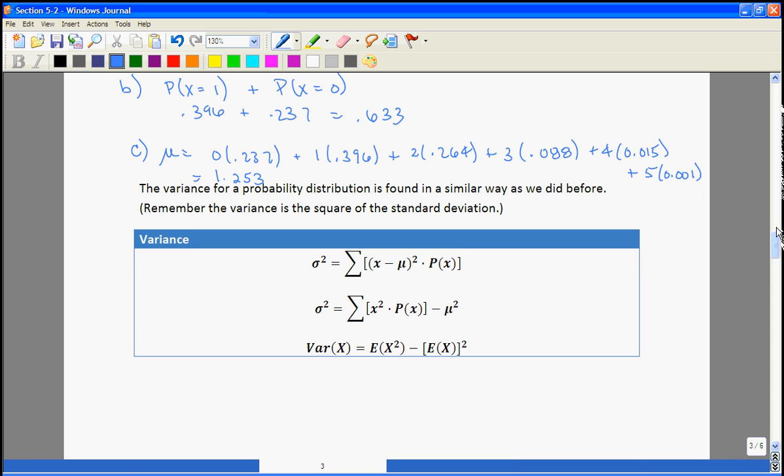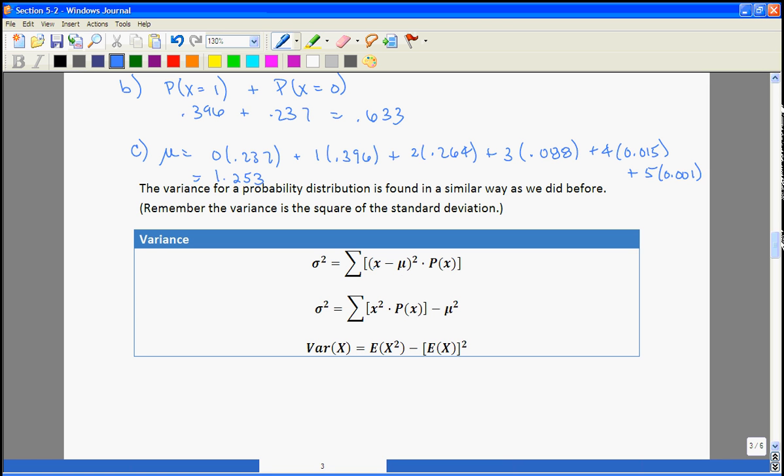Next, we have the variance. The variance for a probability distribution is found in a similar way as we did before. And remember the relationship between the variance and the standard deviation. The variance is just the square of the standard deviation. So the way we found it before, with our notation sigma squared, we took each value, subtracted off the mean, whatever that difference was, we squared it, and then we multiplied it by the frequency. And in this case, we're multiplying by the probability.